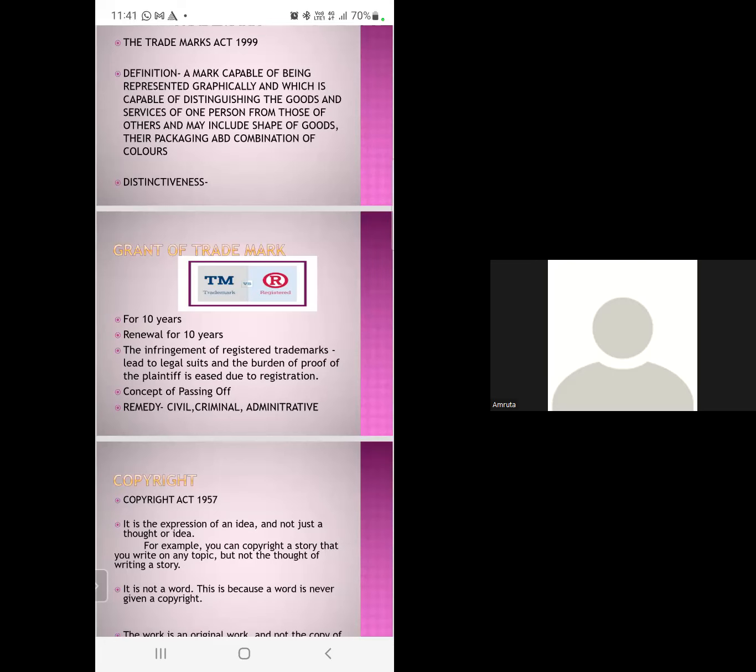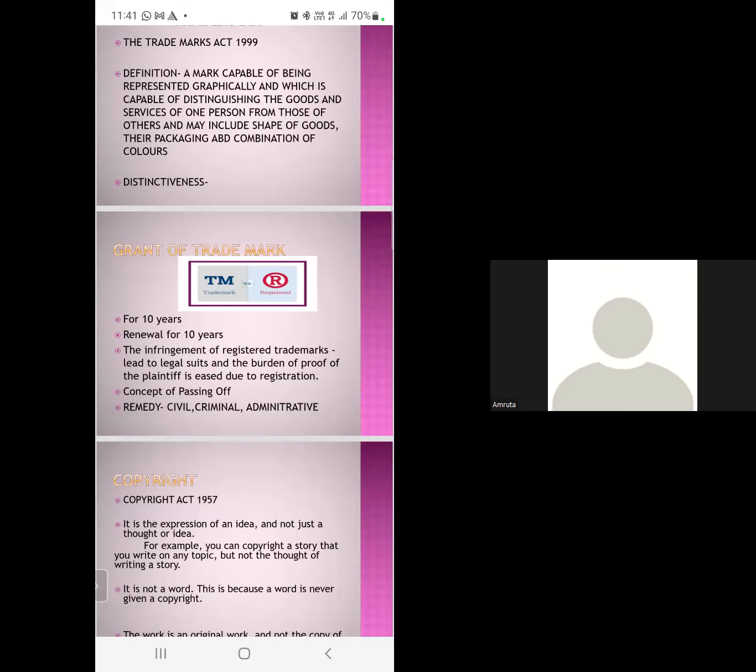So if you go around your locality, you will find this small difference between when TM is written and when R is written. TM means it is still not granted to that brand. However, when R is written, it is registered and you cannot duplicate it or use it in your product or in your mark.